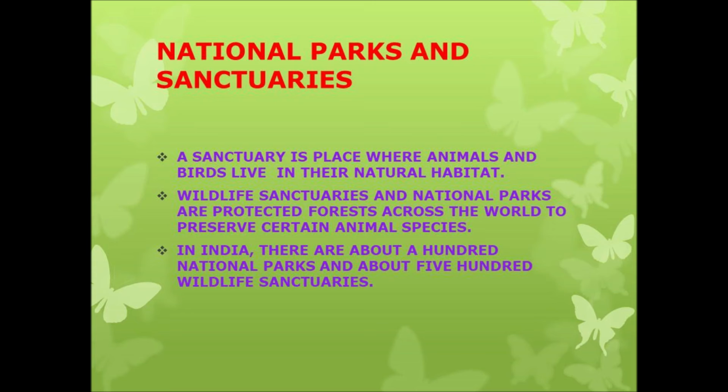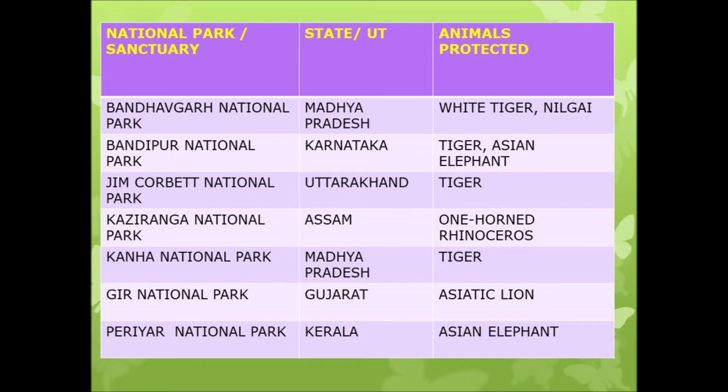Shall we see what they are? Here on page number 74, there is a table given to you. There are three columns. The first one, national park and sanctuary. The next one, state or UT, and the animals protected in it. Shall we start, children? The first one is Bandhavgarh National Park, which is located in Madhya Pradesh, and the animals protected there are white tiger and nilgai. Is it clear, children?